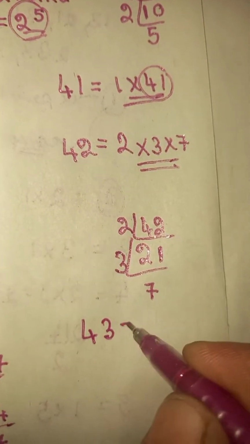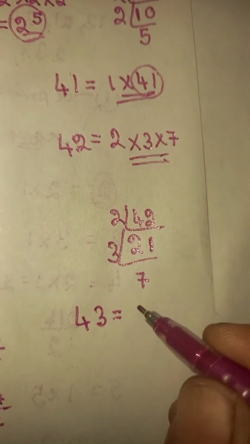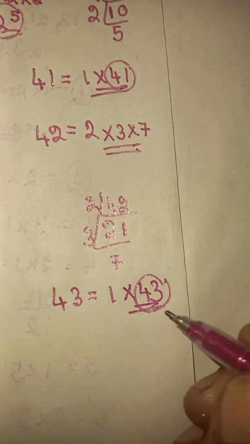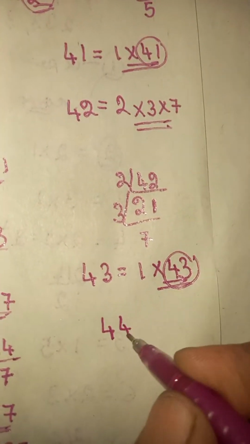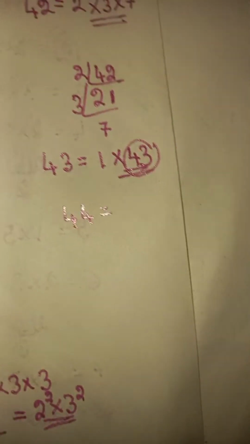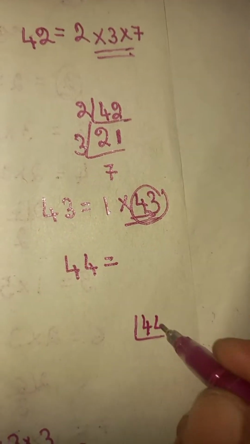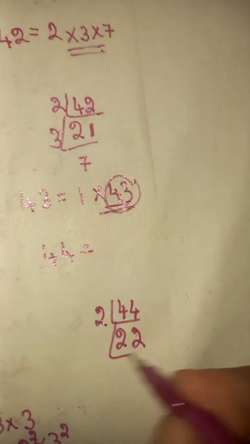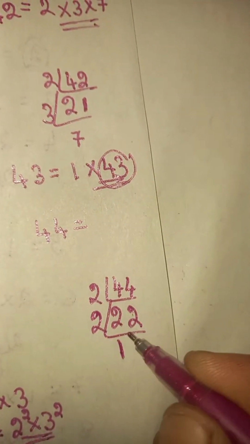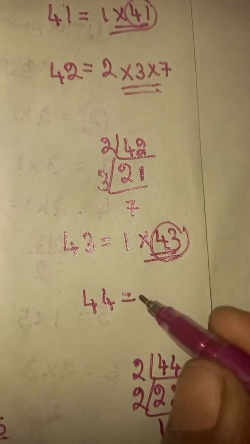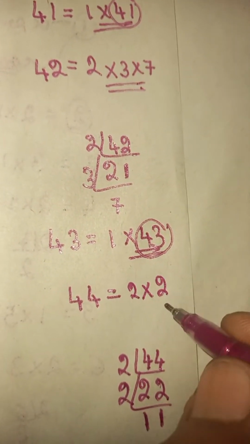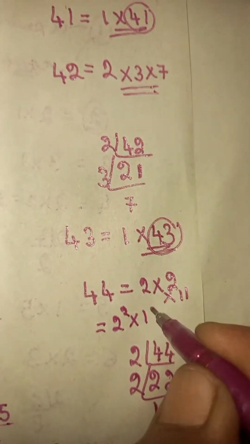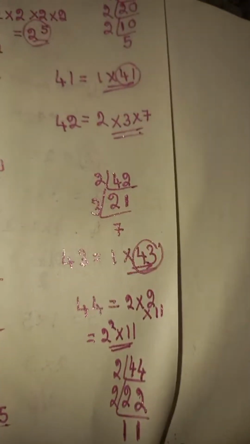43. 43 you cannot divide further because it is a prime number. 1 times 43. 43 is a prime number. And let's find out what is 44. You can divide 44 like this. 44 can be divided as 2 times 2 is 4, 2 times 2 again 4, and 2 times 1 is 2, 2 times 1 again 2. So it becomes 2 times 2 times 11. So this becomes 2 square times 11, that is 44.